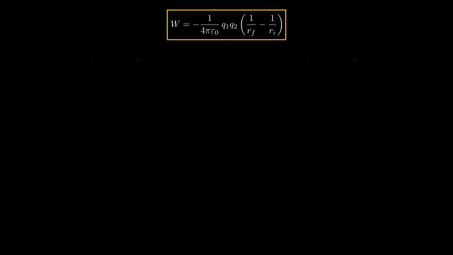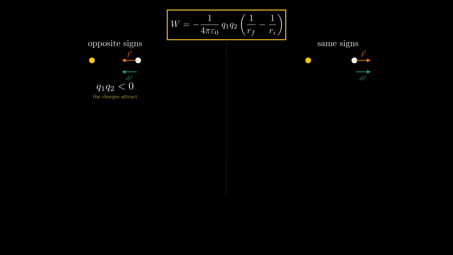Now work the 2 cases, opposite signs first. The product q1 q2 is negative and the force pulls body 2 inward, so left to the force alone it moves closer. r sub f is less than r sub i and the bracket is positive.